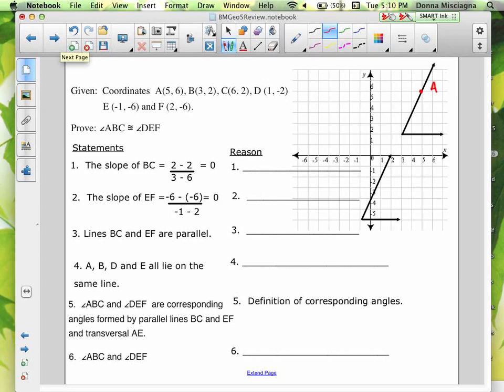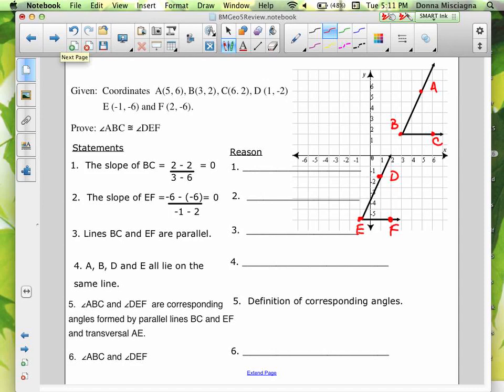B is at (3, 2). C is at (6, 2). D is at (1, -2). E is at (-1, -6). Looks like my line's a little short there. And F is at (2, -6). So right there is F. All right, so put those on your figure there.